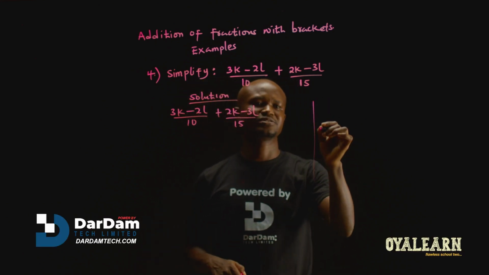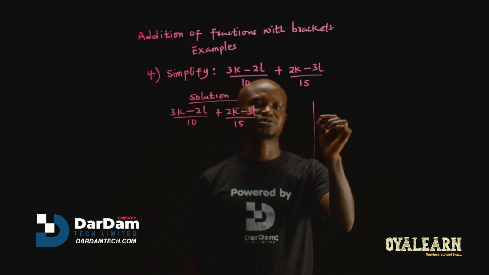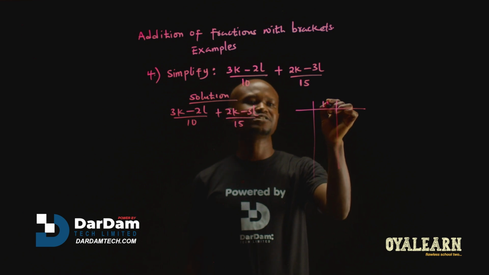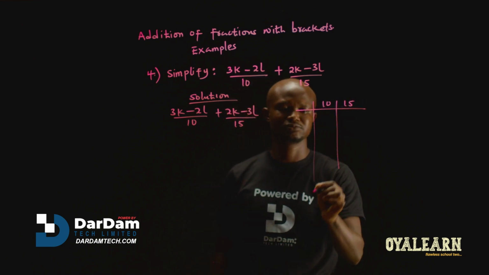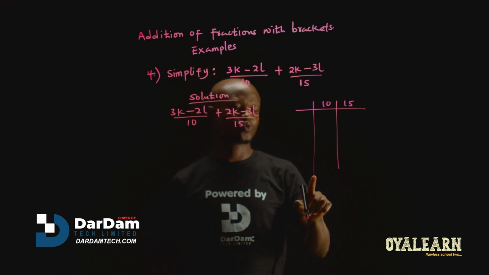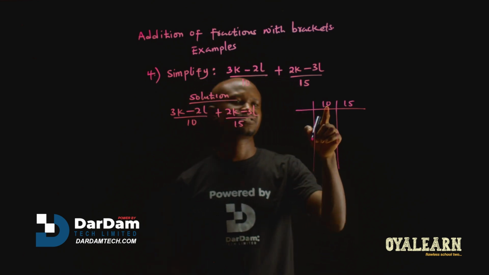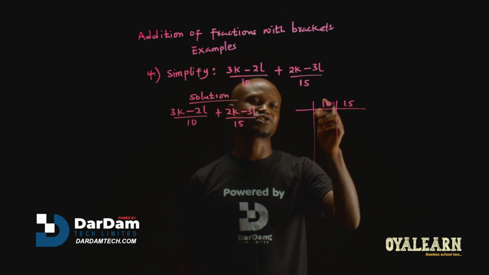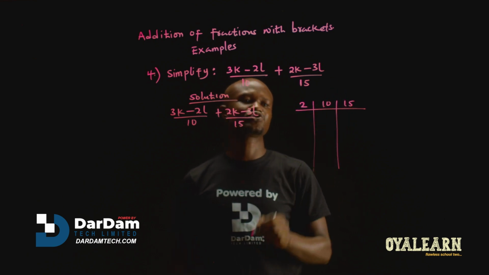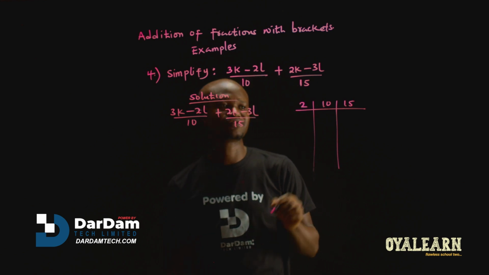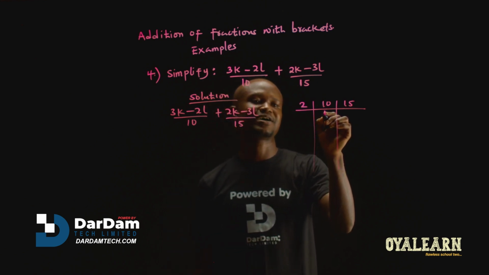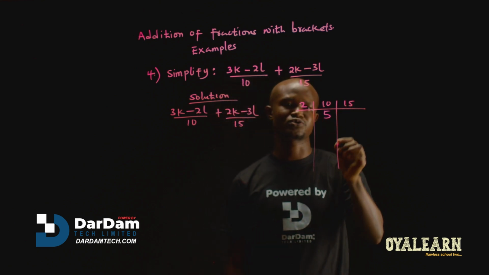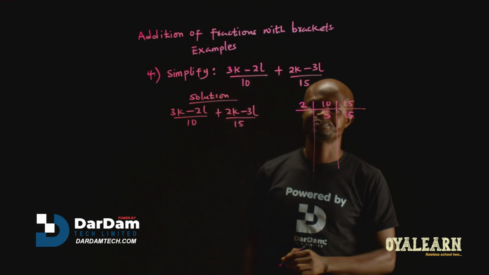Let's do that. LCM of denominators. We have 10 and we have 15. Now, what number will divide 10? Let's focus on 10 first. Using 2 to divide 10, what do we have? We have 10 divided by 2, 5. Now, 15 is not a multiple of 2, so 15 will still be here.